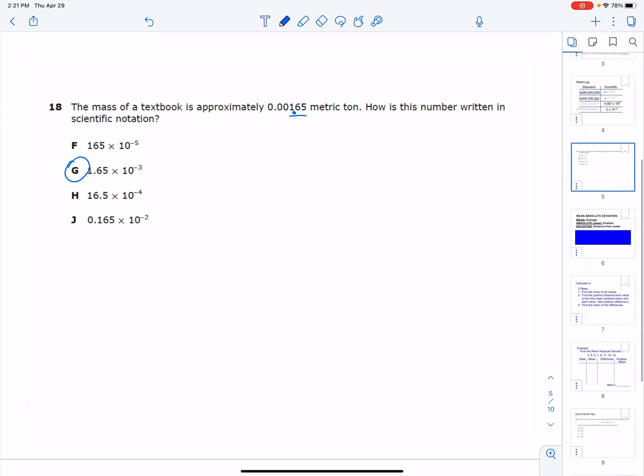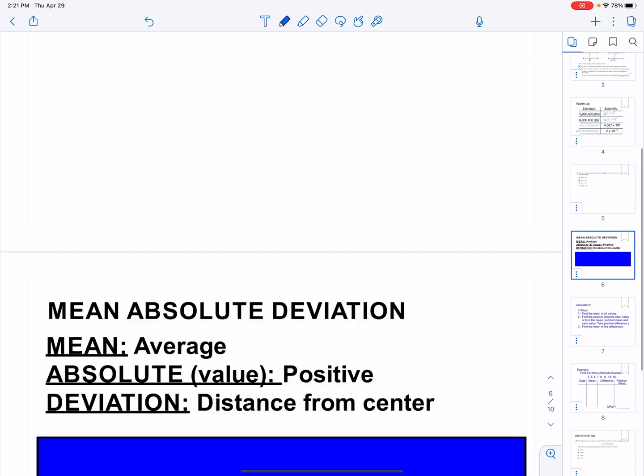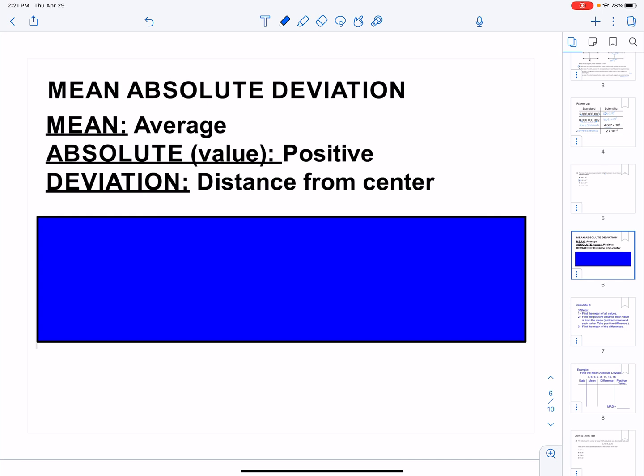Okay. Then the last thing I want us to talk about, mean absolute deviation. Mean absolute deviation is one of the easiest things in the world to do. It's just boring and cumbersome. So you got to remember, mean is average. Absolute value means it's got to be a positive distance, positive number. And deviation is the distance from the center.